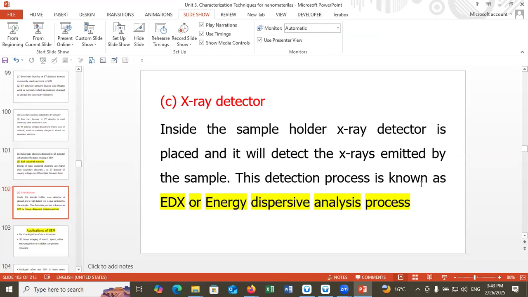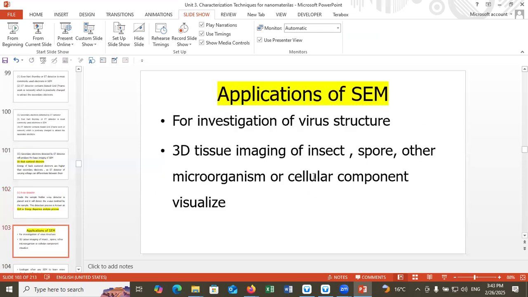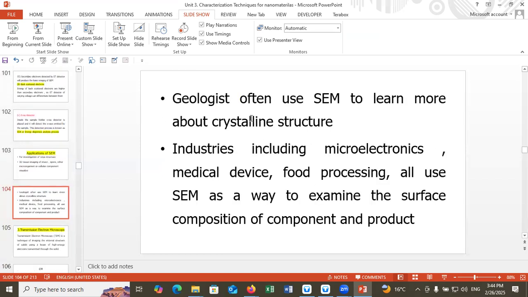The detection process is also known as EDX, or Energy Dispersive X-ray analysis. Applications of SEM: investigation of virus structure, 3D tissue imaging of insects, spores, other microorganisms or cellular components can be visualized. Geologists often use SEM to learn more about crystalline structure. Industries including microelectronics, medical devices, and food processing all use SEM as a way to examine the surface composition of components and products.